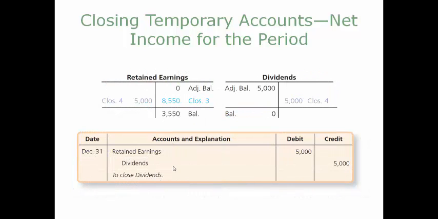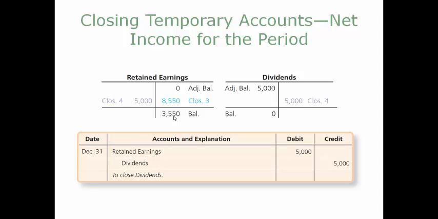And now the last thing we want to do is close the dividends, which were a distribution of profits. And remember, when we paid out dividends, we debited dividends, and we credited cash. Now what we're going to do is close out dividends. So we're going to credit dividends, and we're going to debit retained earnings, and this closes out the dividends account. Our ending balance in retained earnings is $3,550.